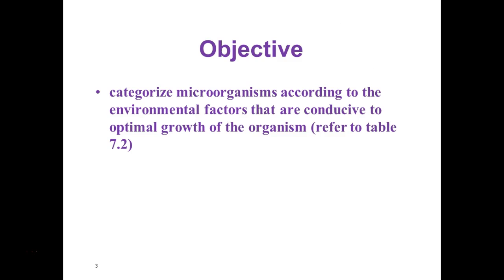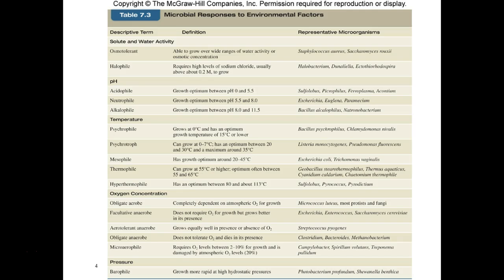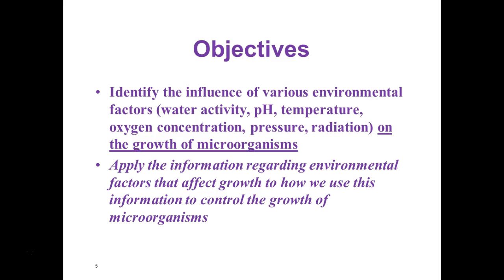So we need to know and be able to characterize organisms according to the environmental factors that are conducive to optimum growth. So what's important for growth? So this table summarizes that really well, right? And we're going to go through each section of this. So we're going to identify the influence of various environmental factors.